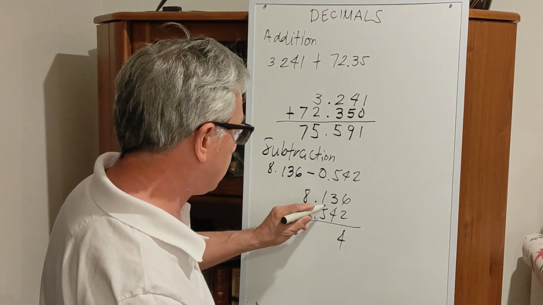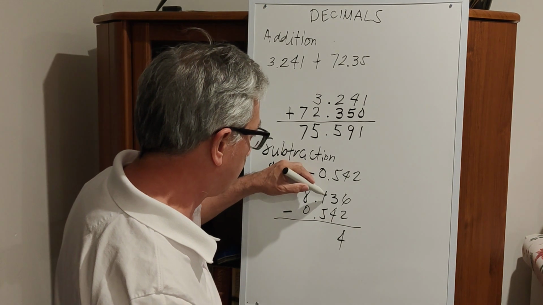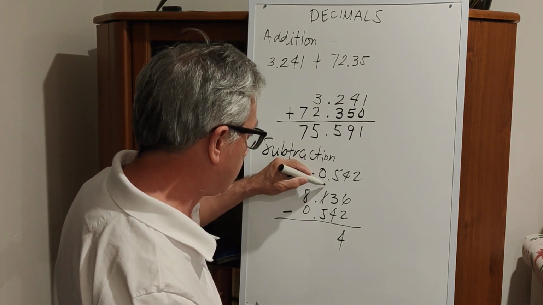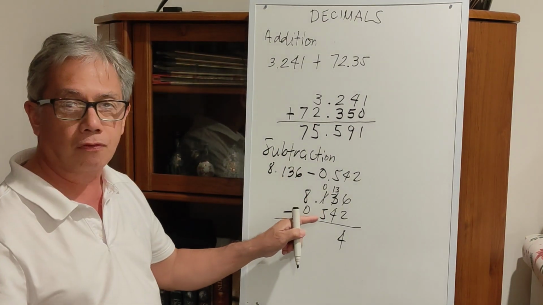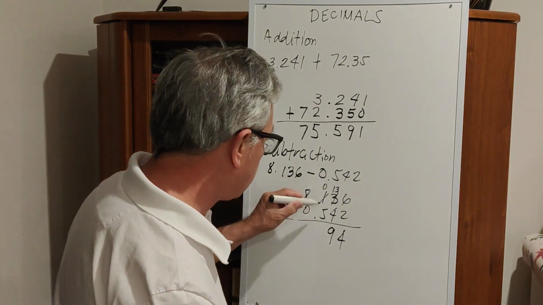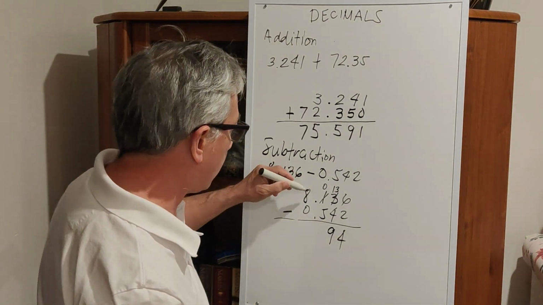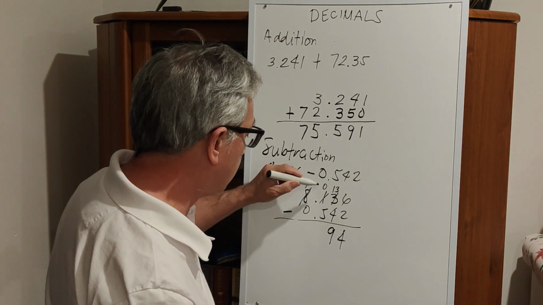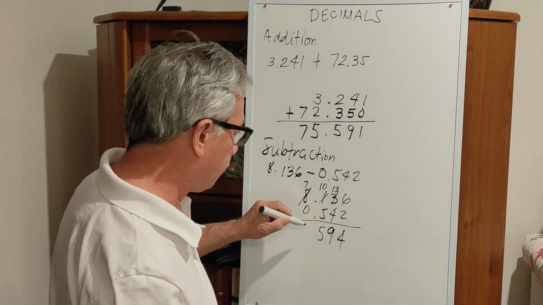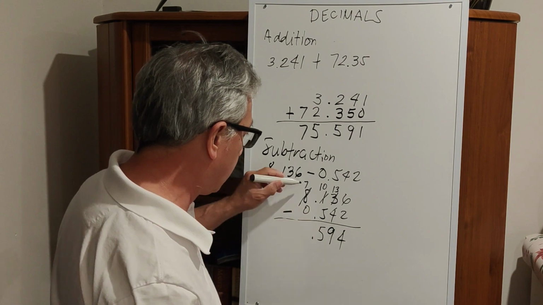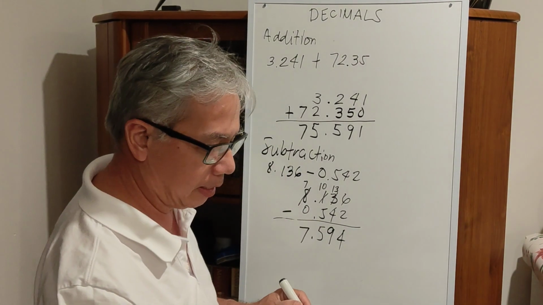So for this one, 3 minus 4, we cannot subtract, so we have to borrow from the next number. So this one becomes 0, so 3 becomes 13. 13 minus 4 is 9. 0 minus 5, we cannot do it, so we borrow from 8. So 8 becomes 7, and 0 becomes 10. So 10 minus 5 is 5, and then put the decimal point, and 7 minus 0 is 7.